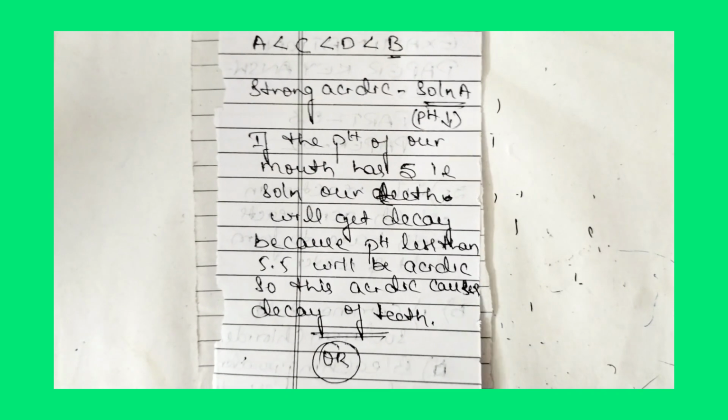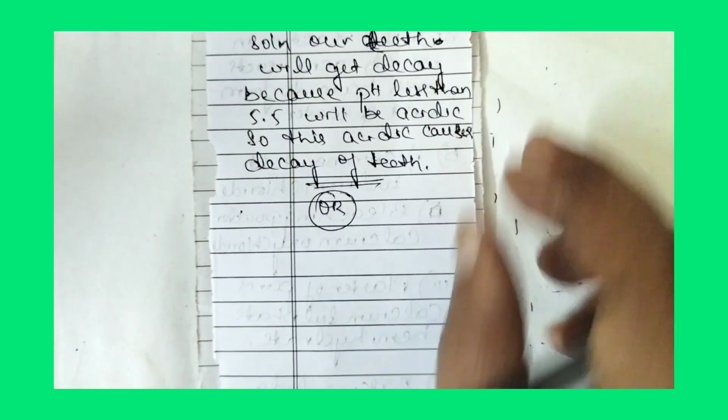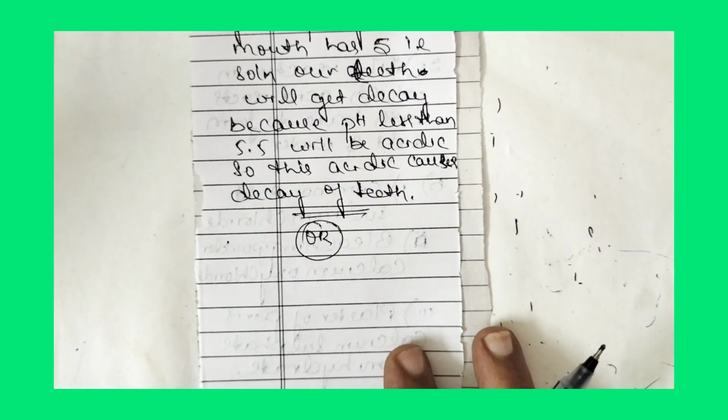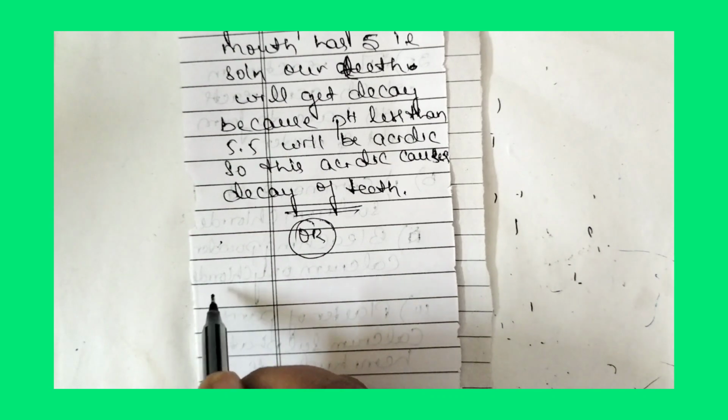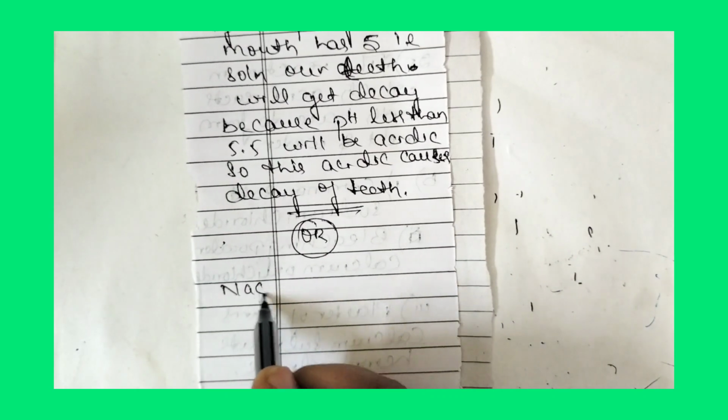In our internal choice question, what happens when sulfuric acid is added to 1 gram solid sodium chloride? So sodium chloride is NaCl.